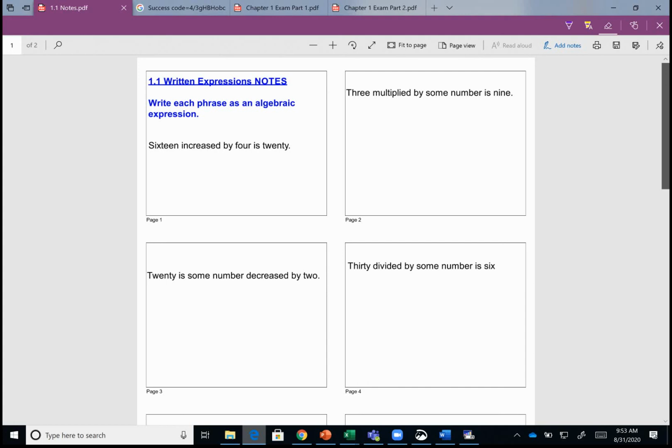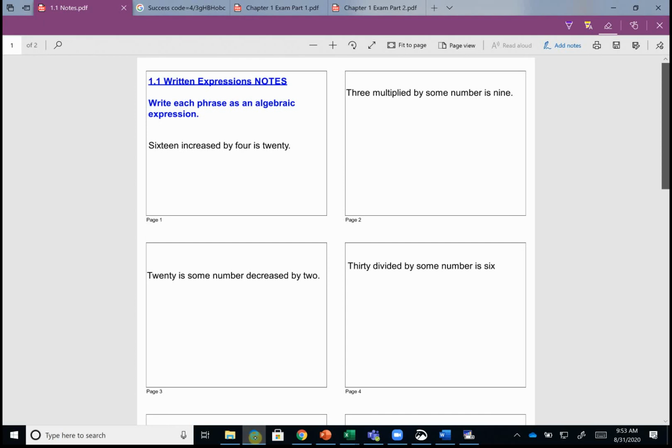Our goal is to write each phrase as an algebraic expression or equation. An expression does not have an equal sign. An equation does have an equal sign. And let's just work our way through. If we need to use that foldable, we sure can.